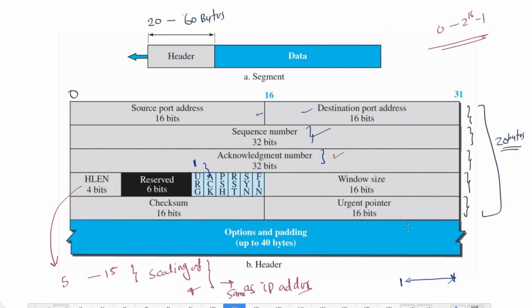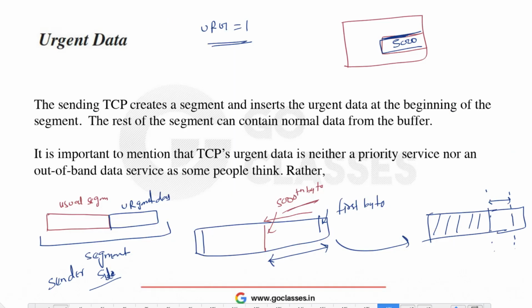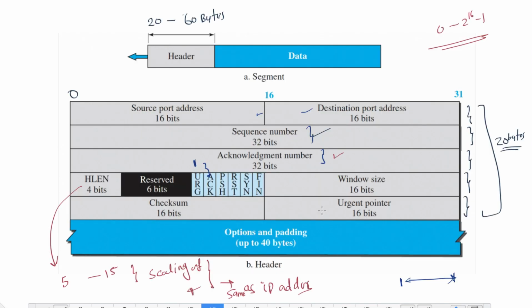Now let me talk about the options. In the options, there are multiple options that we have for the TCP header. One is window. If you notice here, there's a window size in the TCP header. Let me talk about this window size. What does this window size mean?